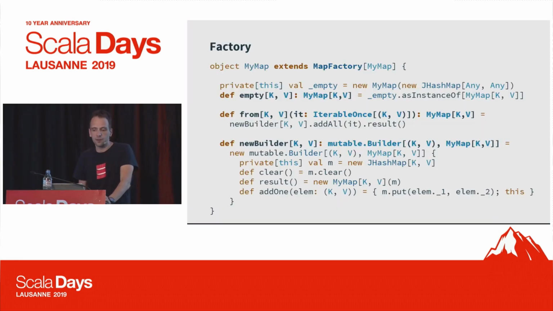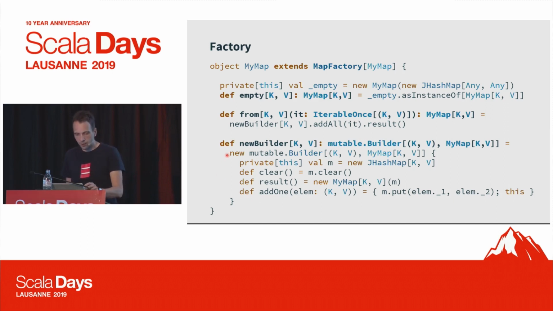Let's start with a factory this time. There's a special map factory type, and the implementation looks very much the same as the other factory that we've implemented. There's really only one difference here. The three methods we have to implement, empty, from, and new builder, now take two type parameters. That's the only difference. What they do is exactly the same, and we implement them in the same way, basically.